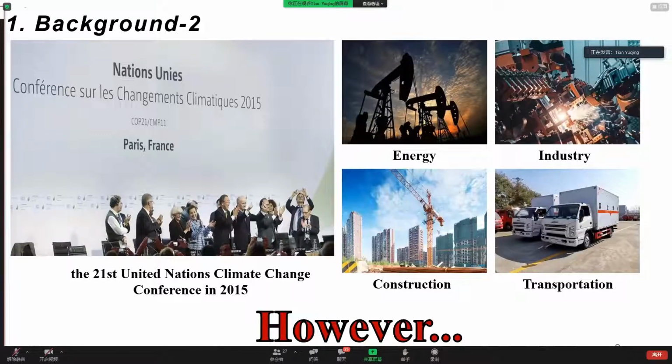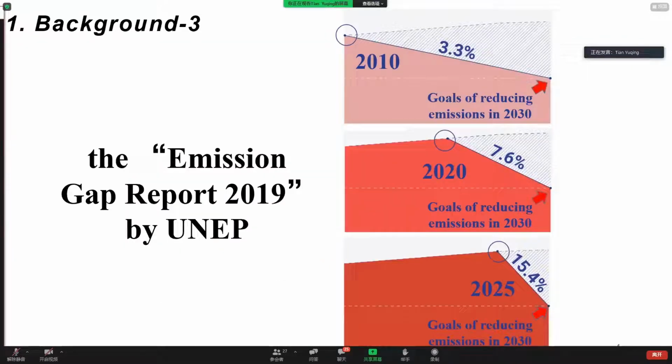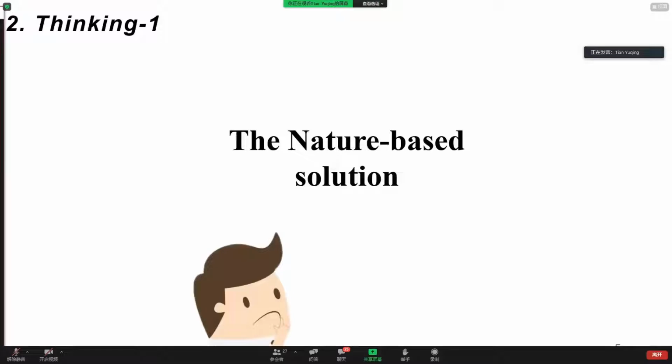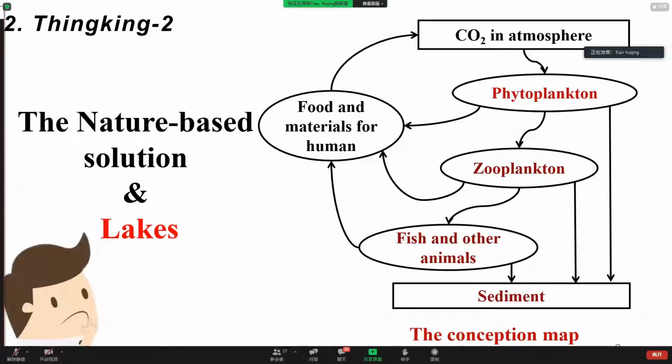And a series of measures for energy saving and energy transformation has been carried out. However, the gap report pointed out that there was still a gap between the carbon dioxide emissions and its targets. The carbon emission reduction scheme encountered bottlenecks. The nature-based solution could become a beneficial supplement. In our study, the nature-based solution specifically refers to using the carbon dioxide fixing capacity of the waters and the organisms to form a water blue carbon pool.